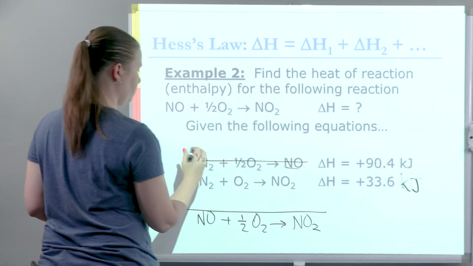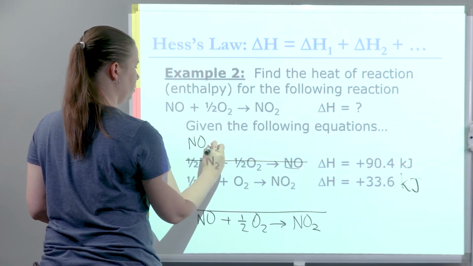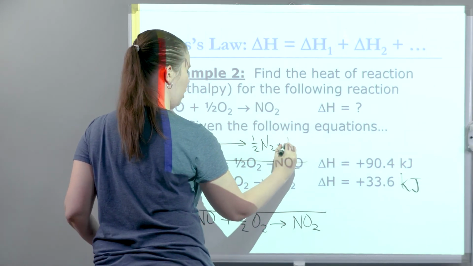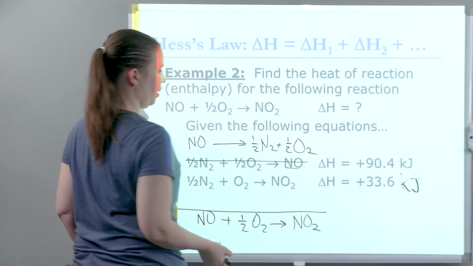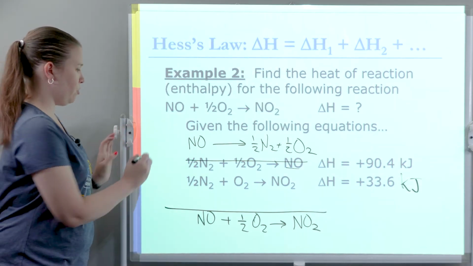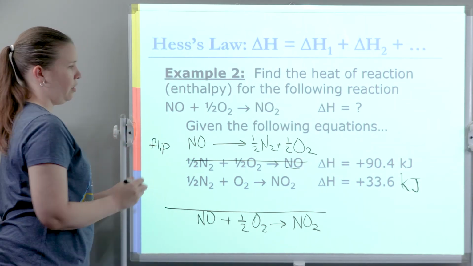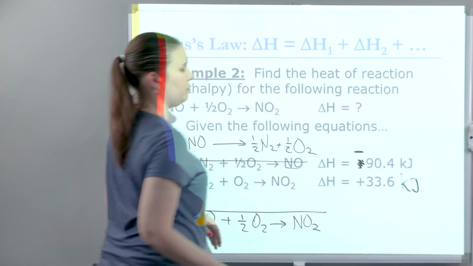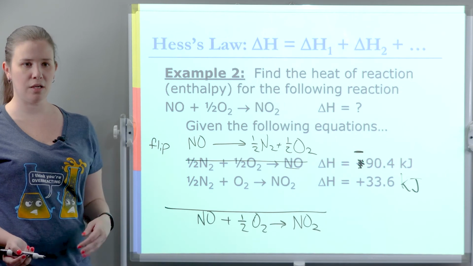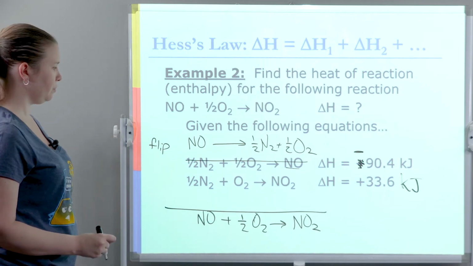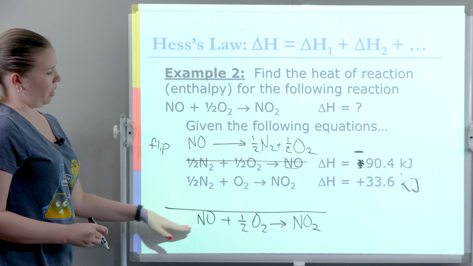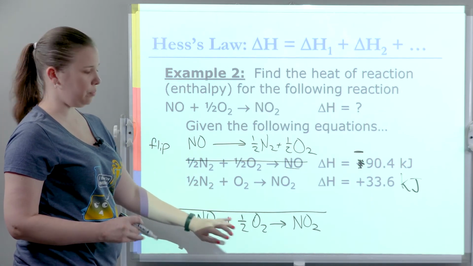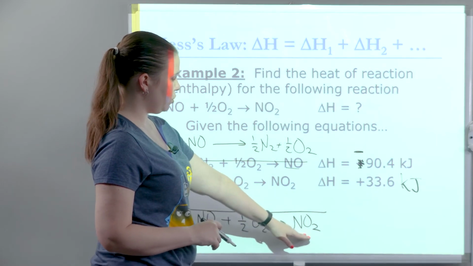which tells me I'm going to need to flip this equation. So I'm going to write NO on the left and my half nitrogen and half oxygen on the right. When I flip that first equation, I need to flip the sign, meaning my positive sign needs to become negative. It's not positive 90.4, it's negative 90.4. Now, do I have oxygen on the reactant side? And I do. It's not exactly the amount, but that's okay right now. And then do I have NO2 on the product side?